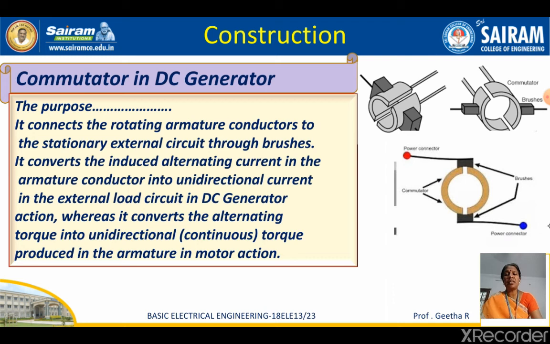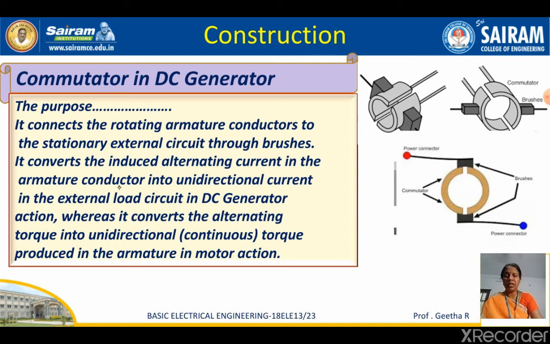It converts the induced alternating current in the armature conductor into unidirectional current. So whatever is produced is alternating in nature. It will have the positive half cycle and negative half cycle. But in a DC generator, we want the EMF and current only in one direction. So to convert bidirectional into unidirectional, commutators are used.